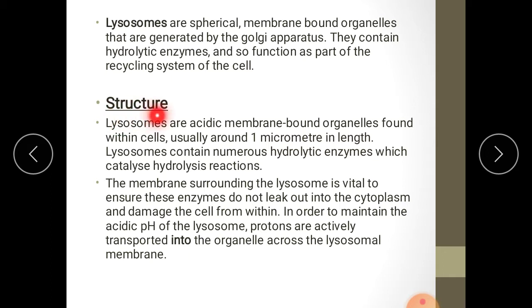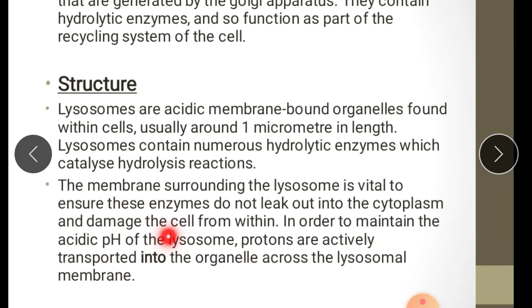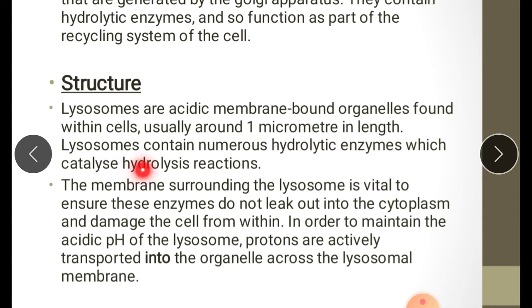And structure. Lysosomes are acidic membrane-bound organelles found within cells, usually around 1 micrometer in length. Lysosomes contain numerous hydrolytic enzymes which catalyze hydrolysis reactions. So it has several hydrolytic enzymes which are required for the hydrolysis of several food materials, nutrients. The membrane surrounding the lysosome is vital to ensure these enzymes do not leak out into the cytoplasm and damage the cell from within.